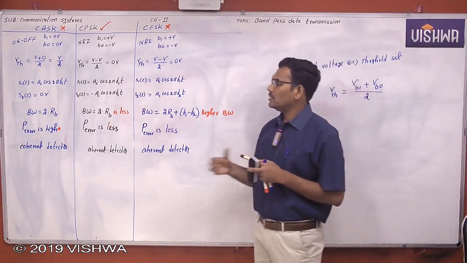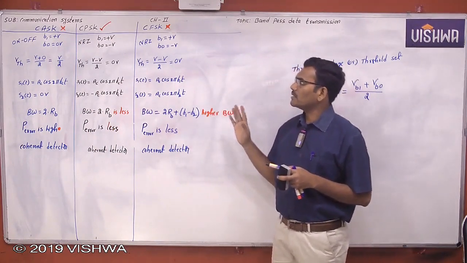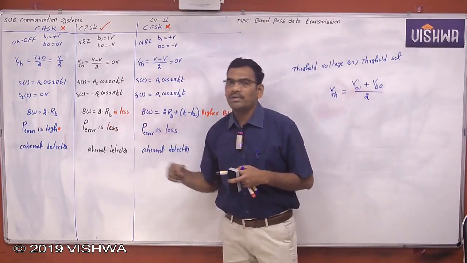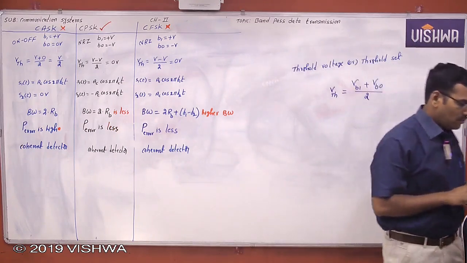Now this is the comparison of ASK, PSK, and FSK. And finally we vote for PSK based on the bandwidth and because the probability of error is less. Note this. Now we'll solve one problem based on this.